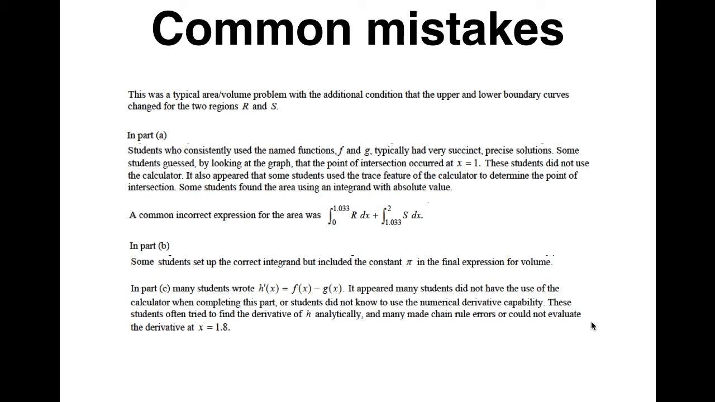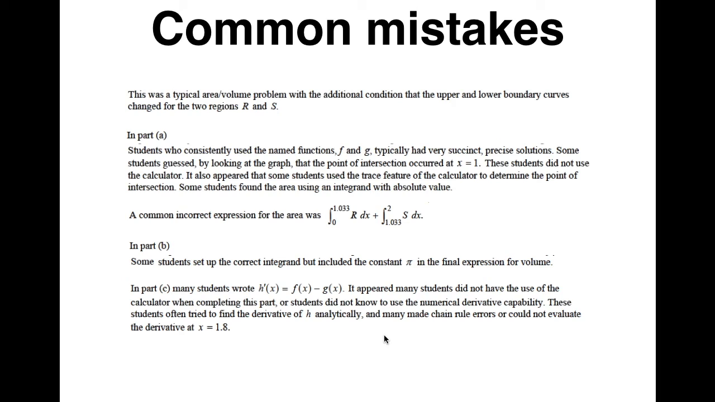In part C, many students wrote h prime of x equals f of x minus g of x, which is incorrect. The distance between the two graphs is just h of x equals f of x minus g of x. It appeared many students did not have the use of the calculator when completing this part, or students did not know to use the numerical derivative capability. I see that in our tests as well.